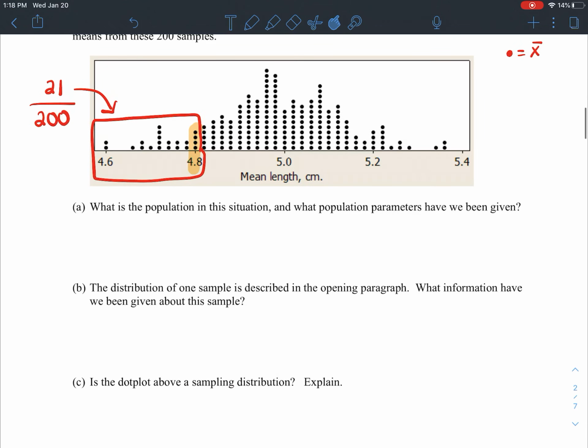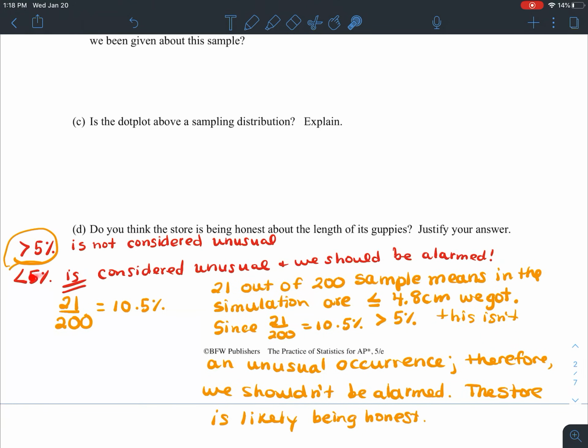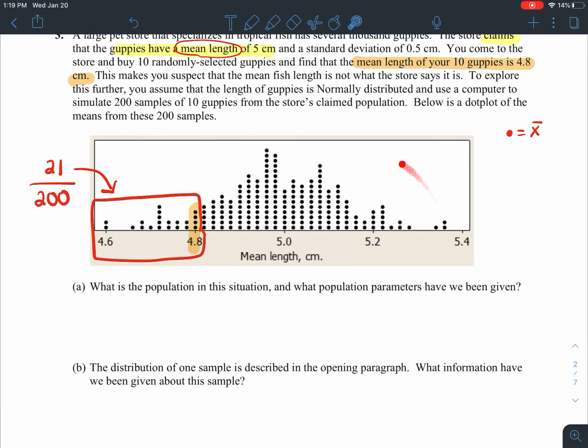Now, had the dots been very much fewer than 21, and then when we divided this, we got a number that fell under the 5% mark, then we would say, okay, now that the percentage is under 5%, we are alarmed now, and we would say that maybe the store is not totally being honest. So it's all about how, when you perform a simulation multiple times, like here 200 times, how many of those 200 did you get the same thing from what you got in your sample or more extreme? If that's happening pretty regularly, then it's a normal occurrence to have gotten an average length to be 4.8 centimeters, and we don't need to try to claim that this store is being dishonest.